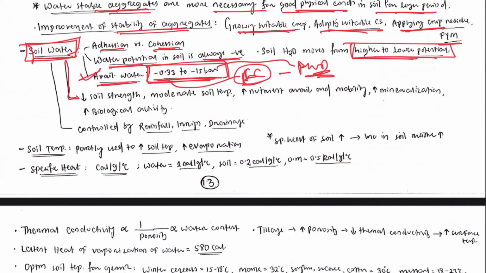If soil water is more, then soil strength is less, the soil temperature will be moderate, and the nutrient availability and mobility will be higher. When the soil is dry, the root cannot trap the nutrient, because nutrients are mostly available in ionic form, and if there is no water in the soil, then that nutrient is not available in ionic form, and the plant cannot take up that nutrient, right? Then mineralization will be higher, and biological activity will be higher if there is proper soil moisture. Soil moisture is controlled by rainfall, irrigation as well as drainage.